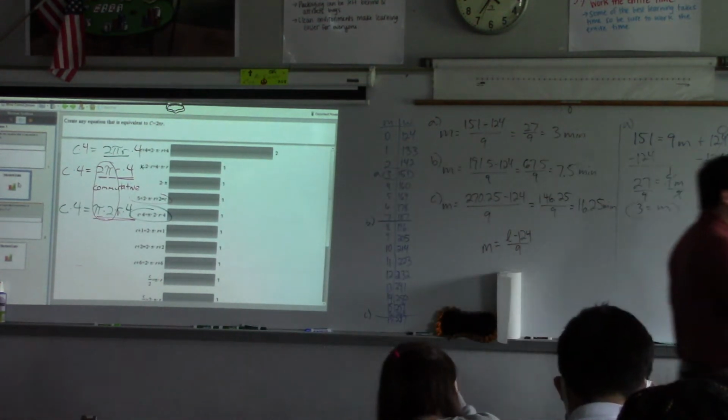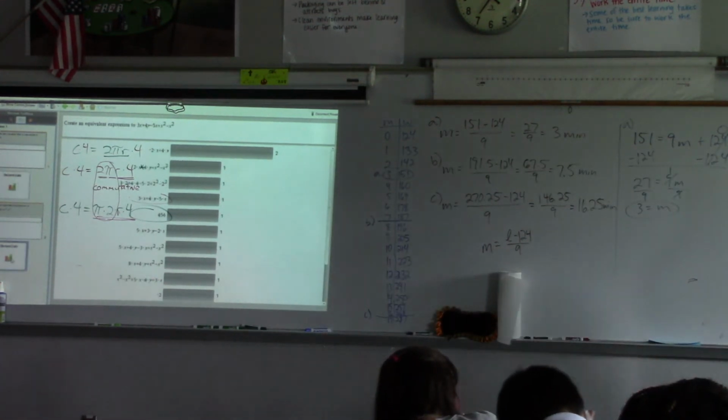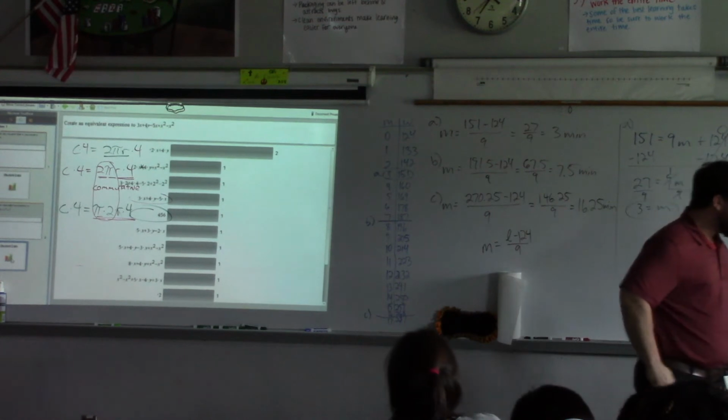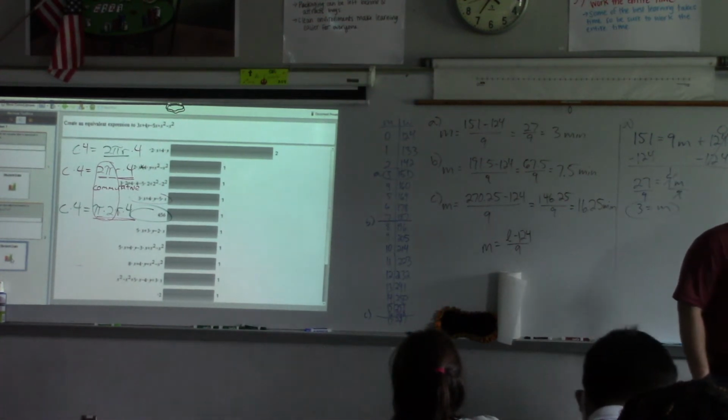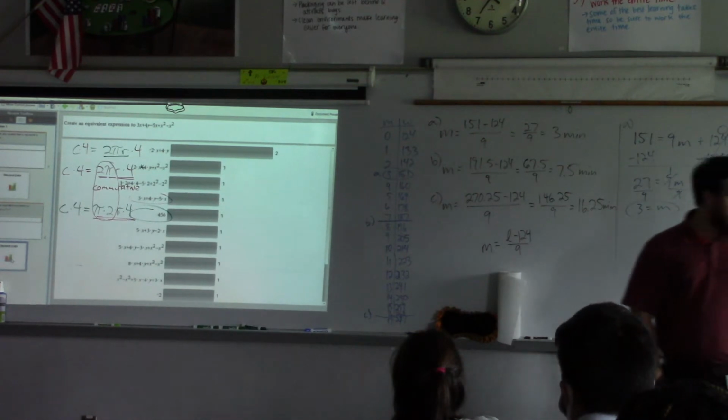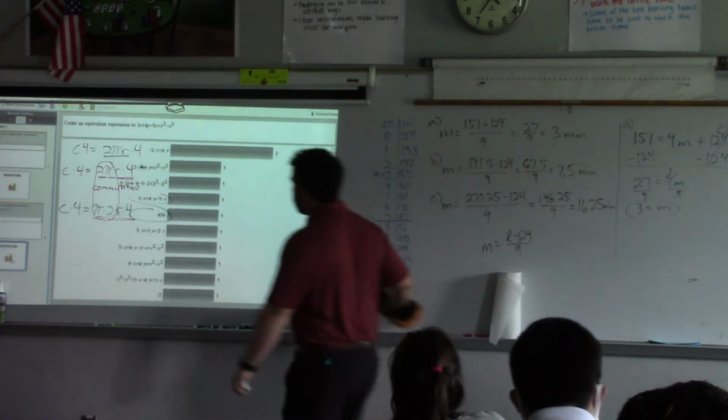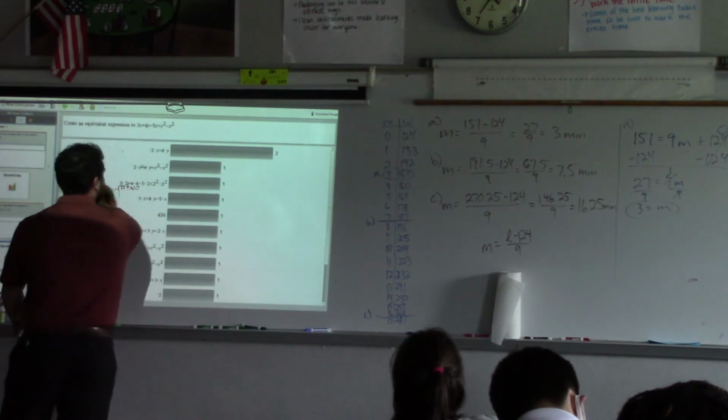Alright, so the next question is: create an equivalent expression to 3x plus 4y minus 5x plus x squared minus x squared. Okay? We have a few different answers here. Somebody put 4, 5, 6.